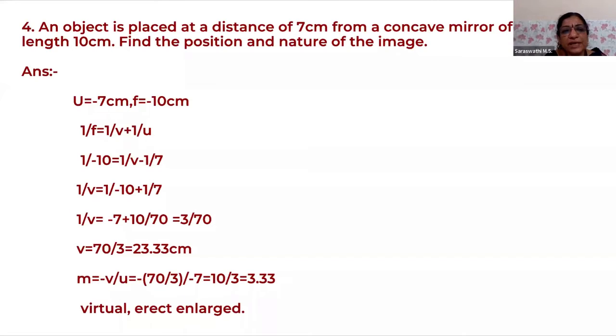Okay. An object is placed at a distance of 7 centimeter from a concave mirror of focal length 10 centimeter. Find the position and nature of the image. U here is minus 7 centimeter. Focal length is minus 10. Why minus 10? Where is the concave mirror? Left side. Very good. Focus is on the left side. So focal length measured against the direction of light is taken as negative.